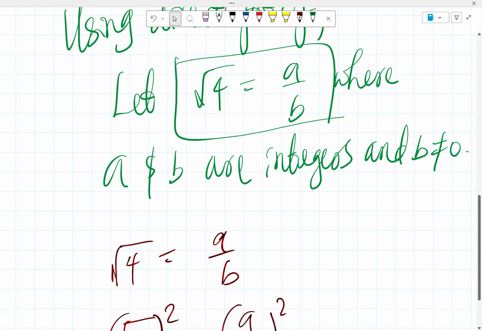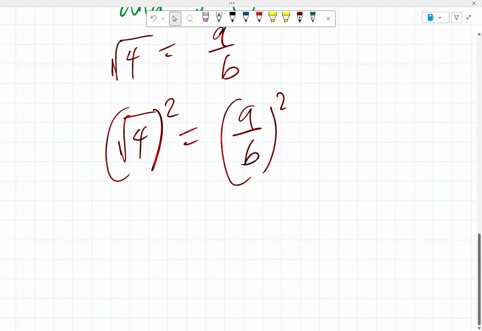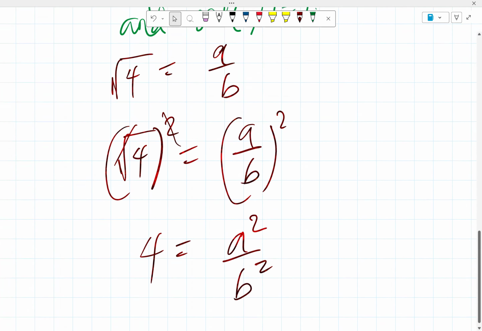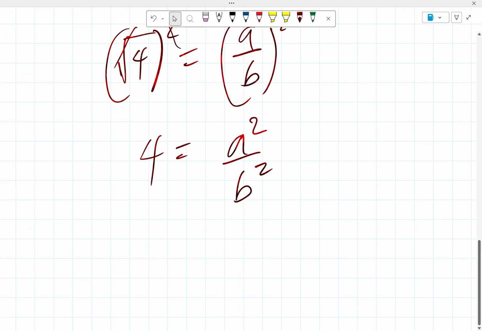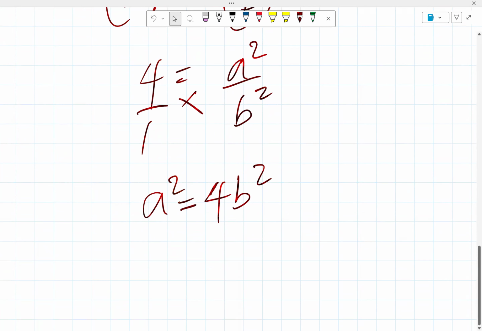Another condition I need to add is that the greatest common divisor of a and b is equal to 1. That is, they have nothing in common. Now we have root 4, the 2 cancels this, so we have 4 equals a squared over b squared. If we multiply through by b squared, or cross multiply, that means a squared is equal to 4b squared.